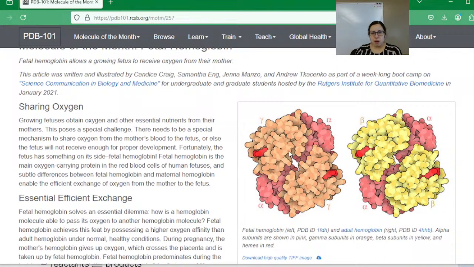So again, just thinking about the overall structures of the proteins and then how that relates back to these binding coefficients that we can quantify.